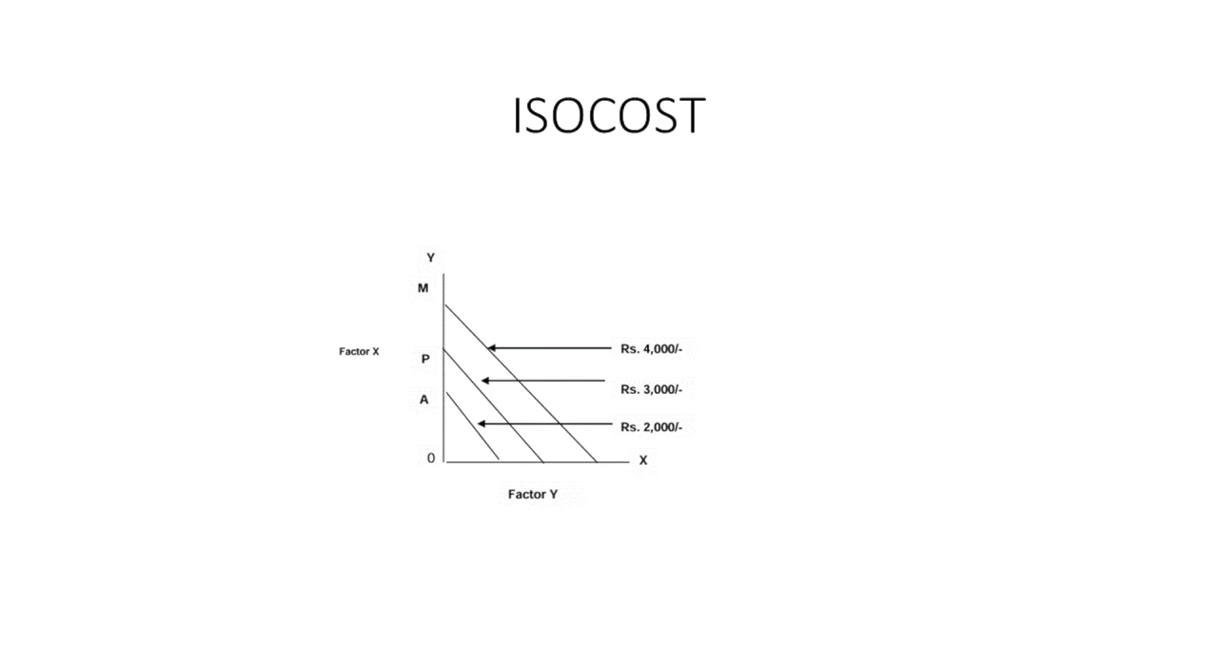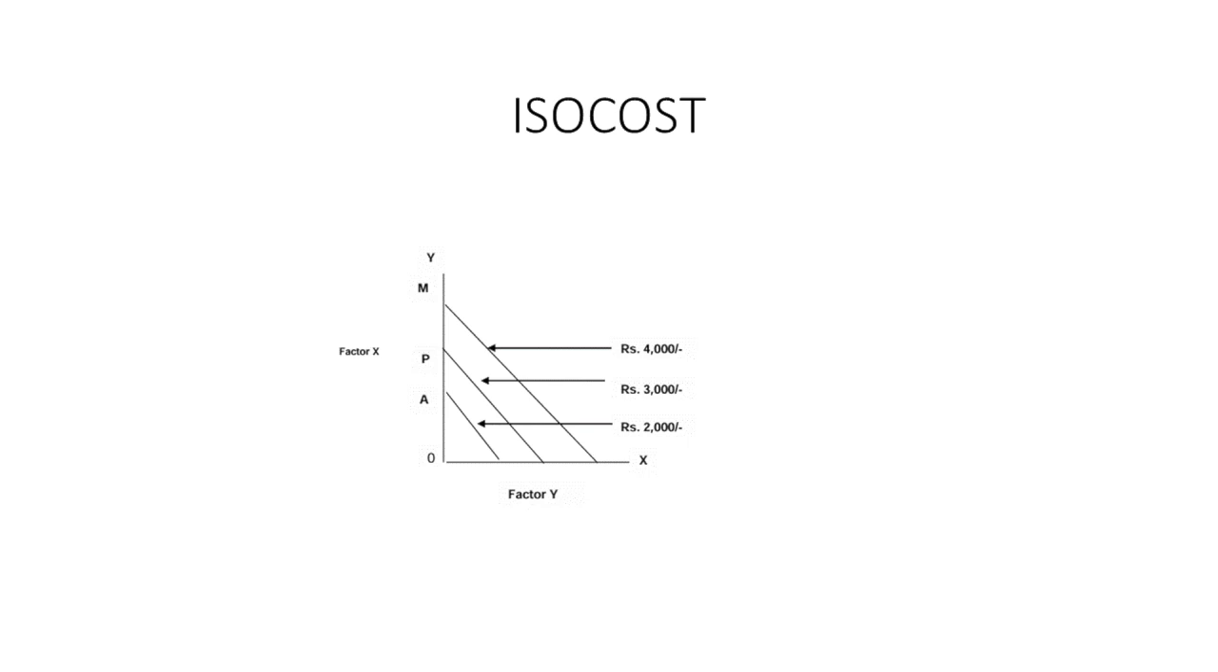From this graph, we can see three different isocost lines. One is for expenditure of 2,000 rupees. The middle line is for expenditure of 3,000 rupees. And the last line is for expenditure of 4,000 rupees. With that budget, the producer wants to get the factor inputs. There are different combinations of capital and labor through which, with the budget that is available, he has to procure those factor inputs.